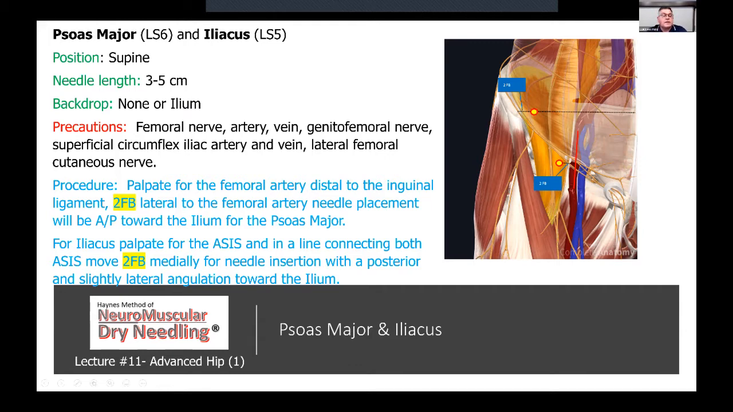So first procedure, we're going to palpate for the femoral artery, distal to the inguinal ligament. We're going to go 2 finger breadths lateral to the femoral artery. For needle placement, it's going to be anterior to posterior, just sky side down to the table toward the ilium for the psoas major. For the iliacus, we're going to palpate for the ASIS, similar to what we did for sartorius. In a line connecting both ASIS, we're going to move 2 finger breadths medially for needle insertion with a posterior and slightly lateral angulation toward the ilium for iliacus.